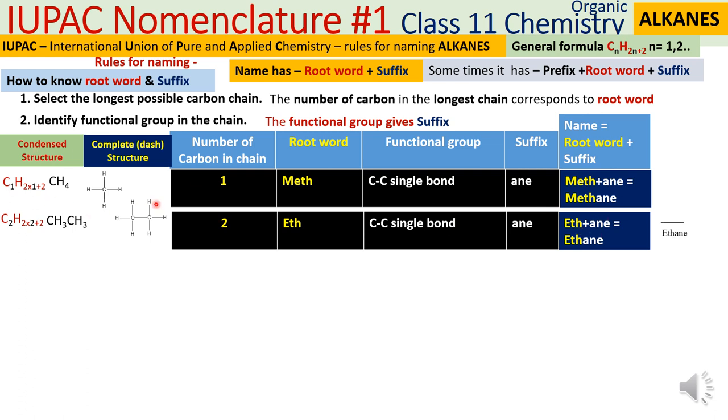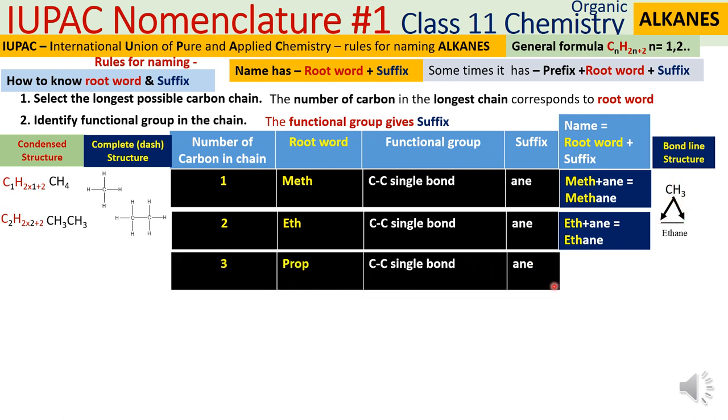Now this has to be expressed in the form of a bond line structure. To do that, write two dots corresponding to two carbon atoms, one dot, another dot, and connect them. That will be the bond line structure. One dot, another dot corresponds to the number of carbon atoms. Now here in this bond line structure, this end is CH3. If an open end is there, that means it is a CH3 group. You should know that.